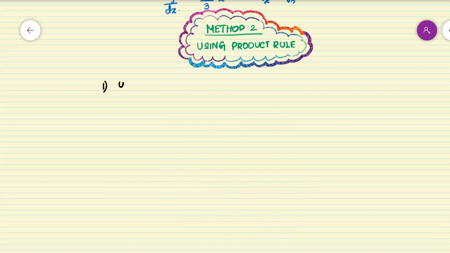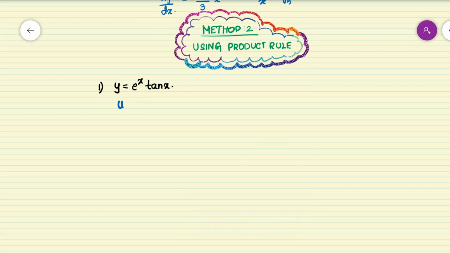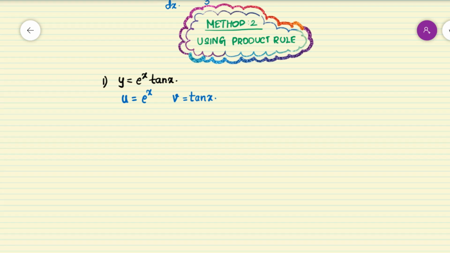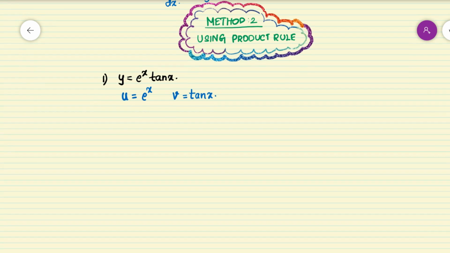So this is the second method, using the product rule. The problem is y equals e power x tan x. You take u as e power x and v as tan x, and we'll solve the problem. When there are two types of variables, meaning x is in two forms, that is e power x and tan x, both are different forms.